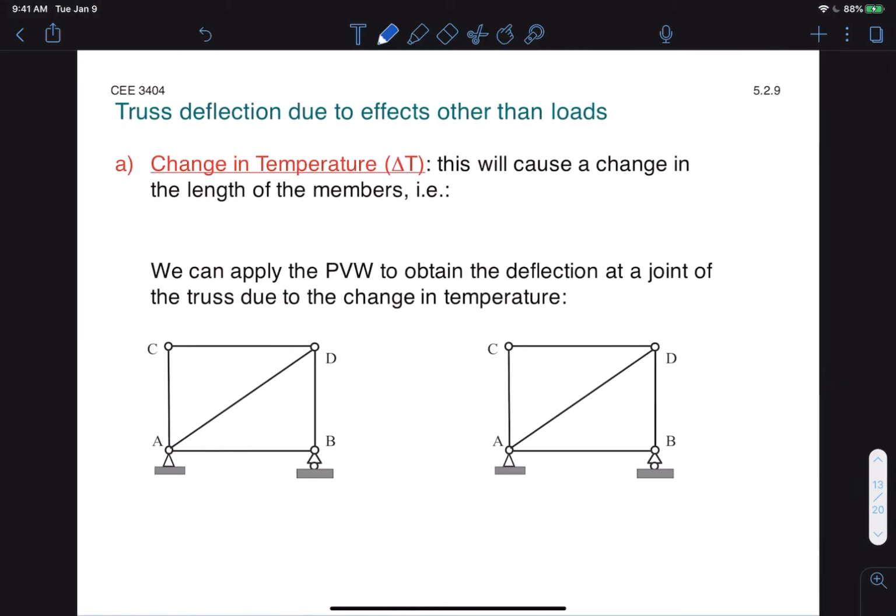Now, one of the really powerful things about the method of virtual work is that it can be generalized even further to displacements or deformations due to effects other than loads. For example, changes in temperature. So a change in temperature in any one member will cause a deformation proportional to the temperature change, as well as the coefficient of thermal expansion.